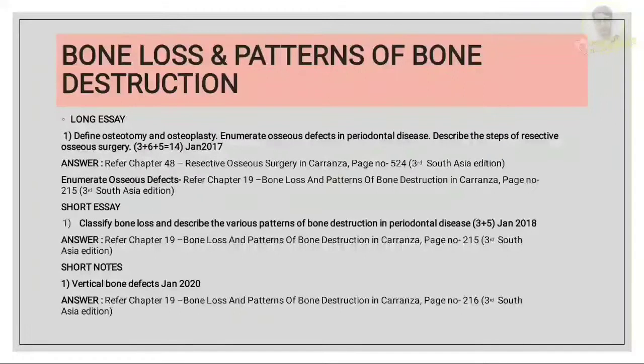Moving on to short essay, classify bone loss and describe the various patterns of bone destruction in periodontal disease. So this also you will find in chapter 19, bone loss and patterns of bone destruction. Vertical bone defects, same chapter, please refer, and don't forget to mention about the 1-wall defect, 2-wall defect and 3-wall defect.